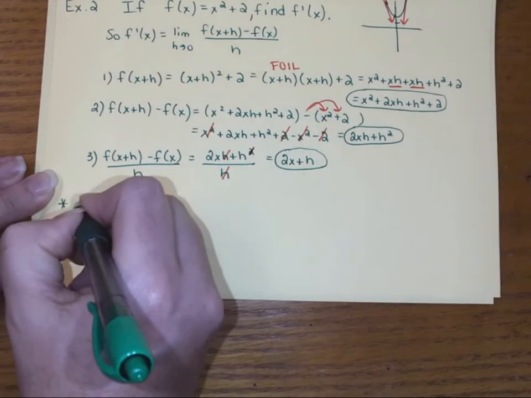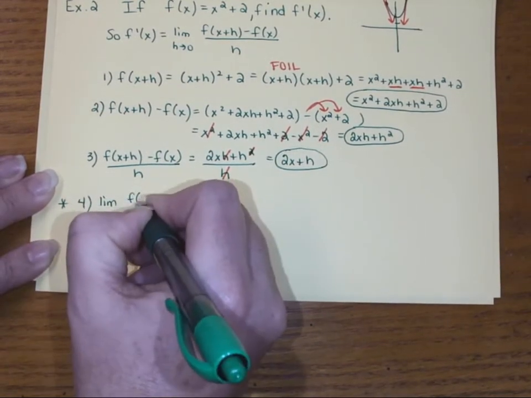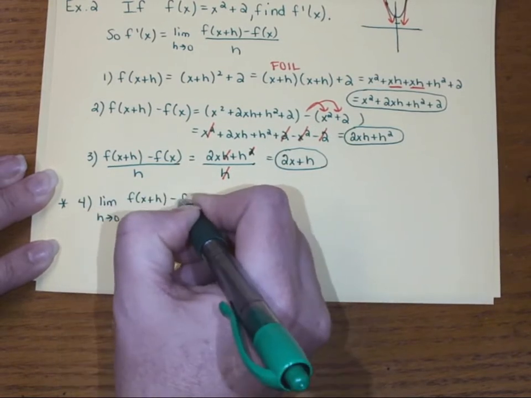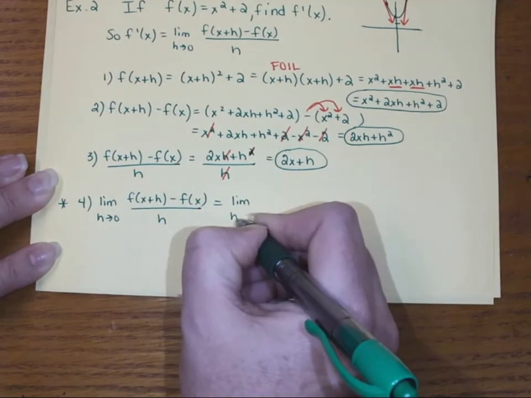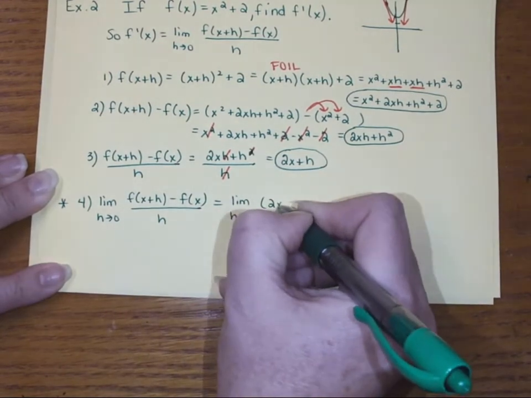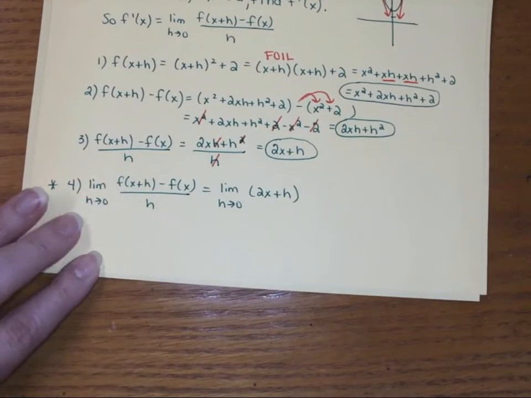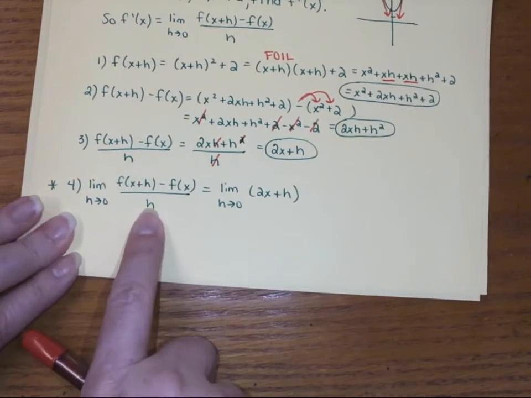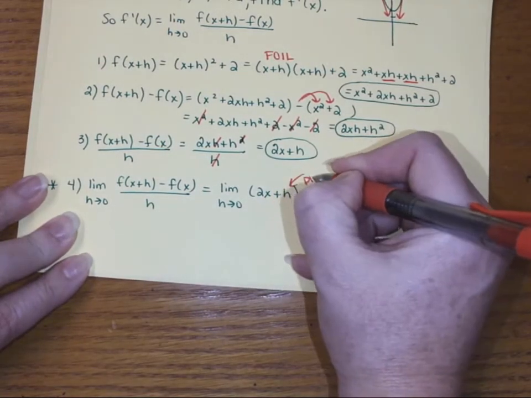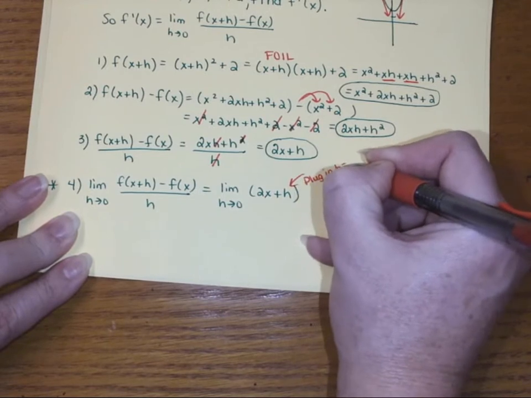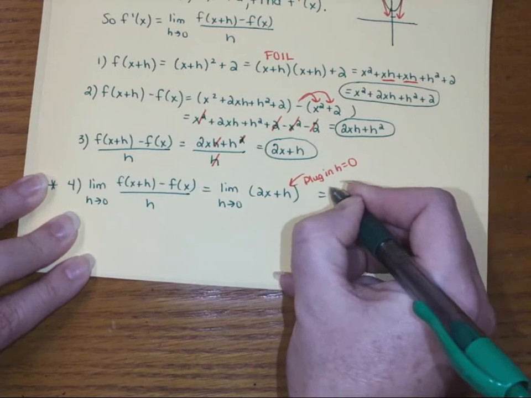And then last but not least, the whole thing is the limit as h approaches 0 of f of x plus h minus f of x all over h. So we want the limit as h approaches 0 of 2x plus h. Notice at this point we no longer have a fraction where we would have to worry about 0 being plugged in and giving us a denominator of 0. So now we're going to plug in h equals 0. And so our final result is 2x.